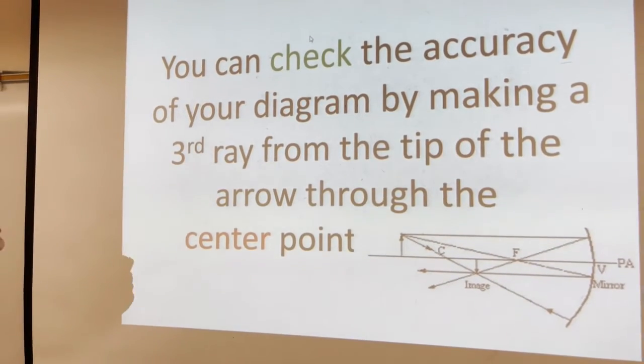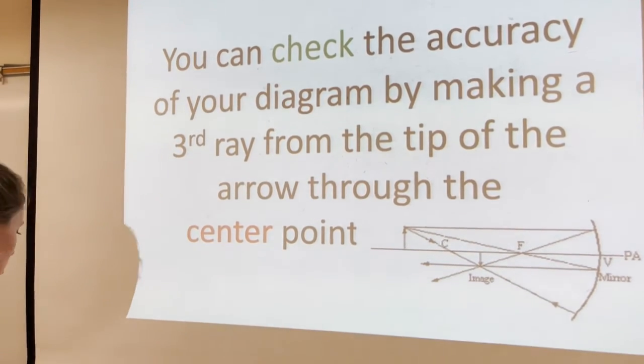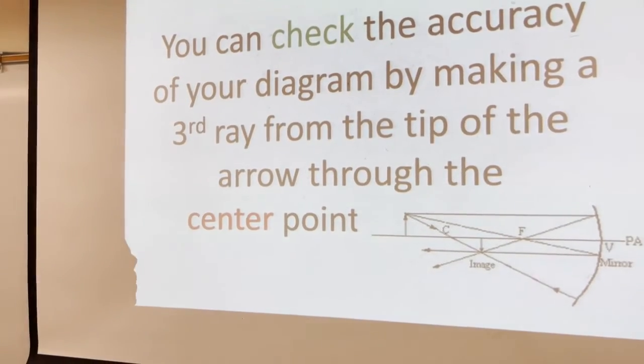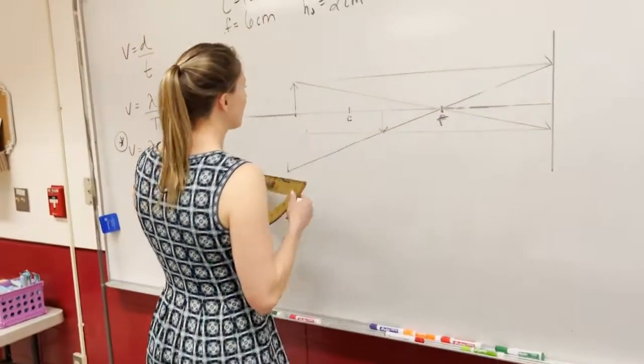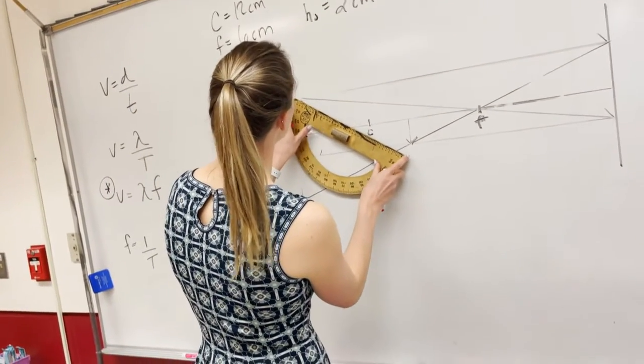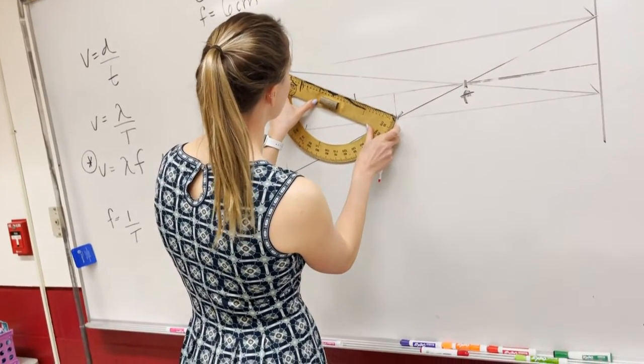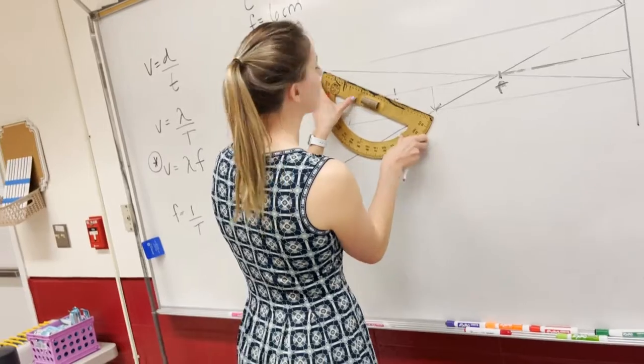Okay. So you can check the accuracy of your diagram by making a third ray from the tip of the arrow to the center point. Okay, so let's see how we did here. So here's the tip of the arrow. There's the center point right there. You use the meter stick. Oh yeah, okay.